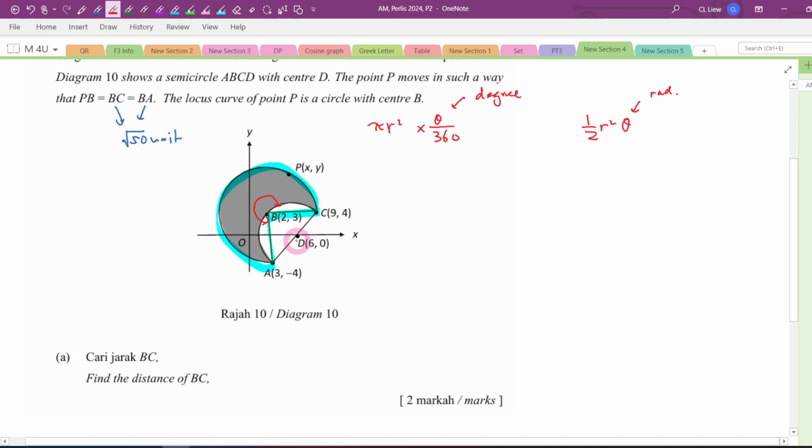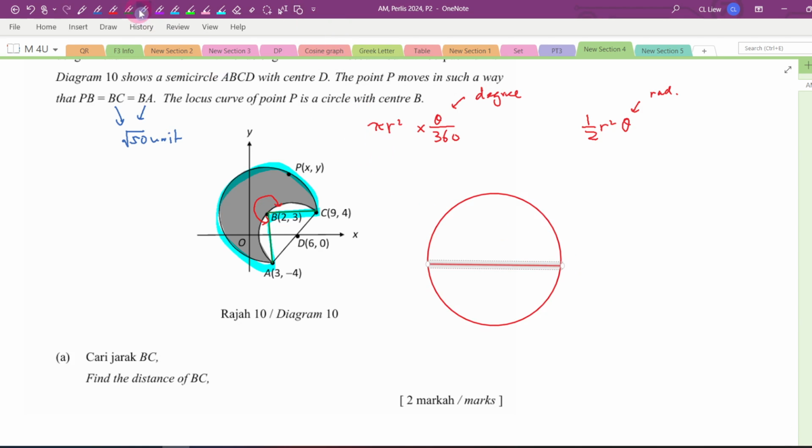What is the theta here? Try to think, what is this angle? ABC is 90 degrees. Okay, so remember the angle at the circumference subtended by the diameter of the circle is always equal to 90 degrees. Now let's say I have a circle over here. This is the diameter of the circle. The angle at the circumference subtended by the diameter, this one you learn in Form 3, is 90 degrees. Okay, so now we know this is 90 degrees.